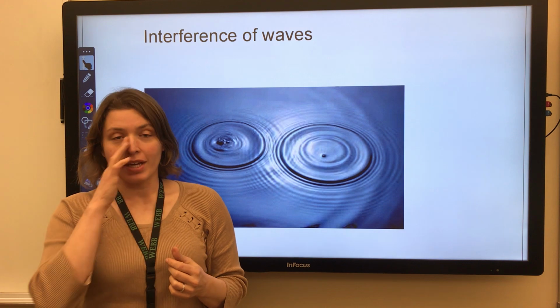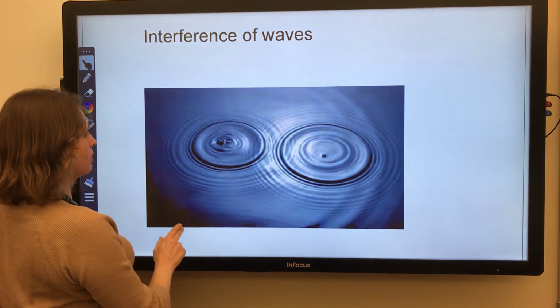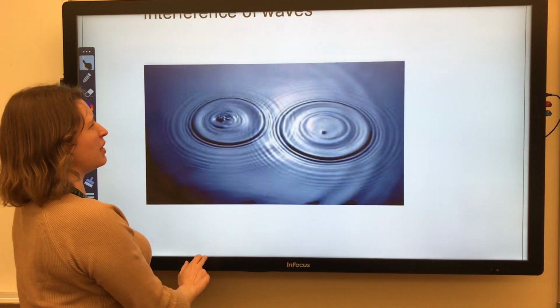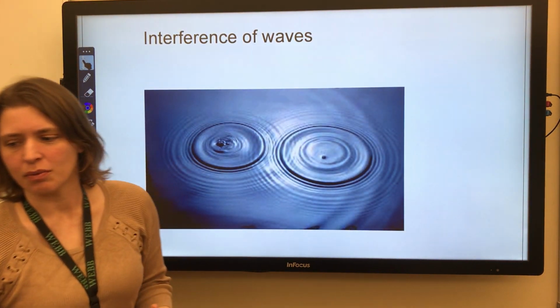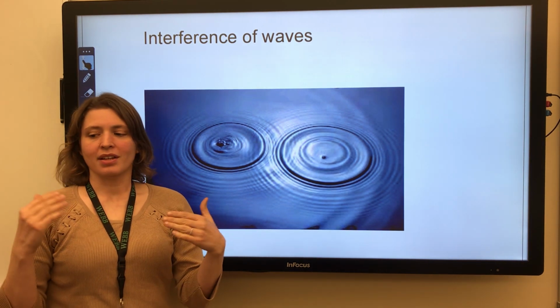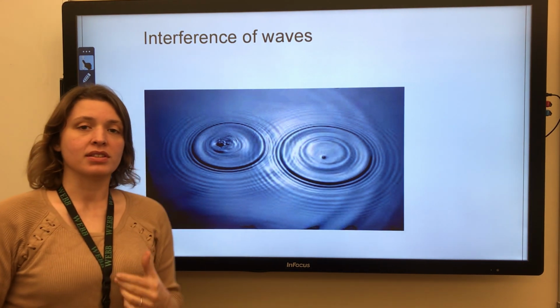We're going to talk about wave interference now. So I guess the first question is, what do we mean when we say interference of waves? Well, basically, waves interfere when they overlap within the same medium.